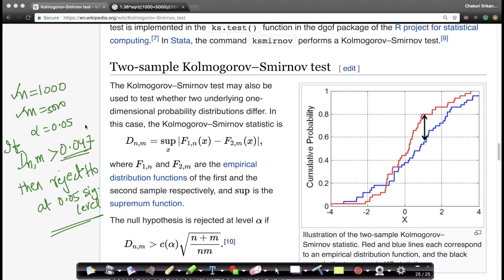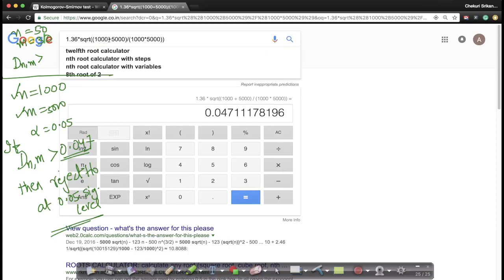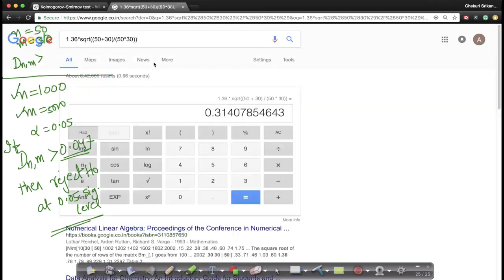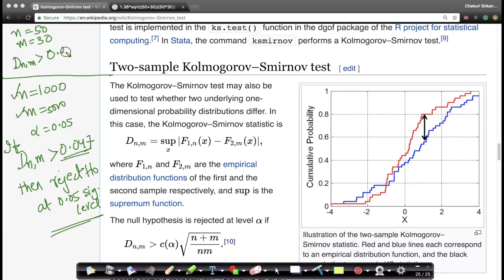Now let's take a slightly different example to understand this concept. What happens if n is 50 and m is 30? What happens to my dnm? Let's go back to our Google calculator and compute this, again at 5% significance level. So this is my 50, this is my 30, and my 50 multiplied by my 30. Google has a brilliant calculator, I really love this. It's 0.31 now, right? So if it is greater than 0.31, then you reject your null hypothesis.